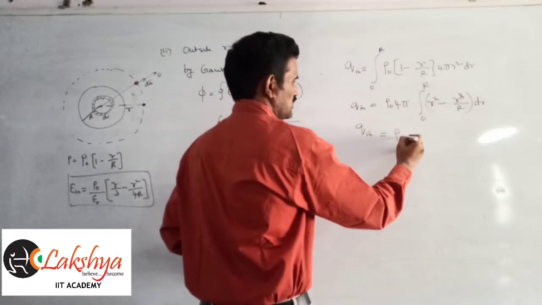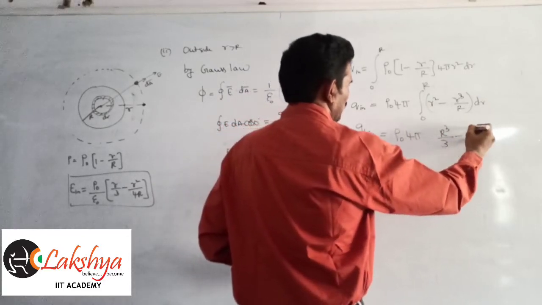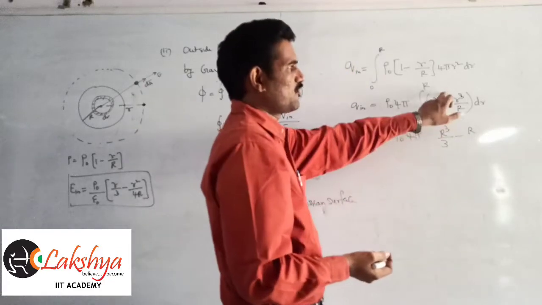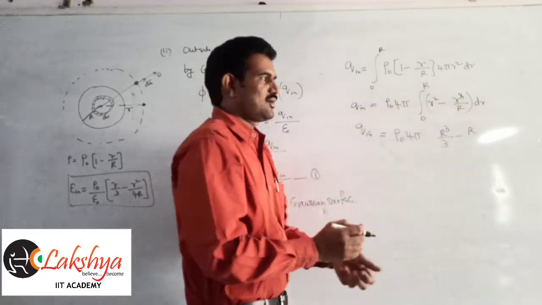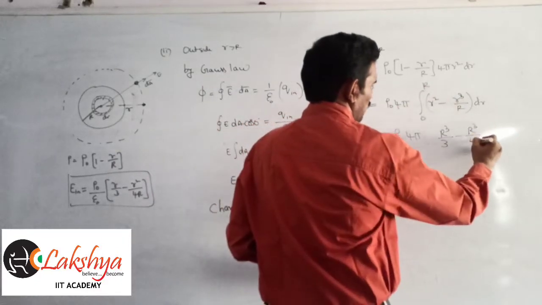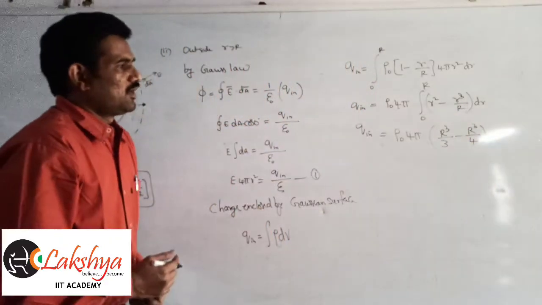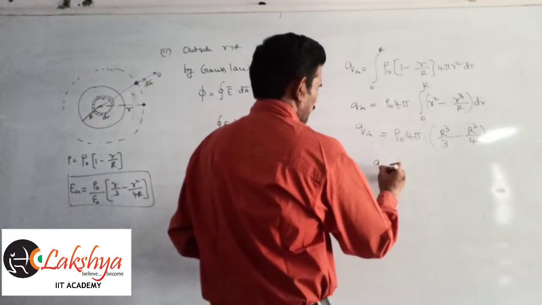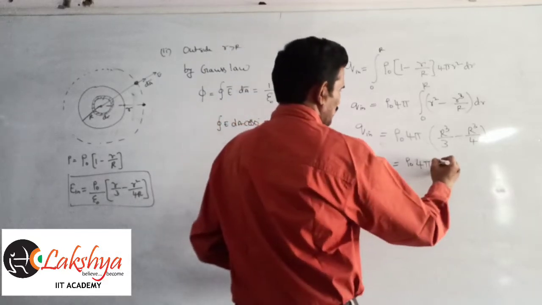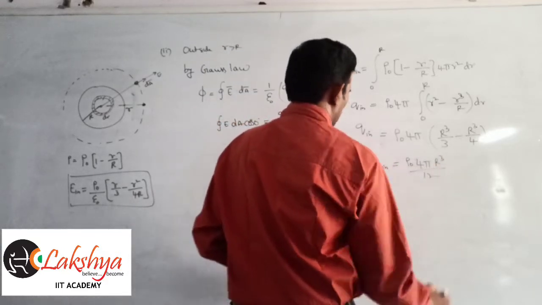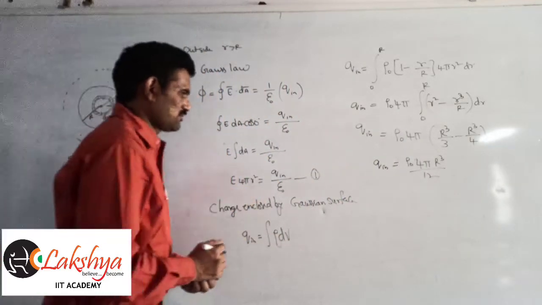Therefore, q_in is equal to rho naught into 4 pi into (r cube by 3 minus r power 4 by 4R). When you substitute capital R power 4, then you can cancel this capital R, and so you get R power 3 by 4 finally after cancelling this denominator R. Now you can simplify this further. Rho naught into 4 pi into, if we take the LCM here, this will be R cube by 12, right? And now I can substitute this q_in value in our Gauss law equation.